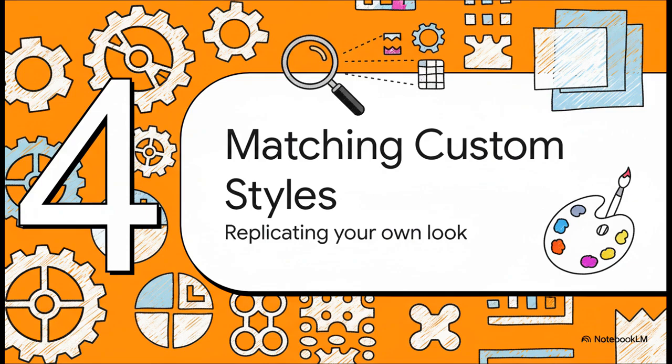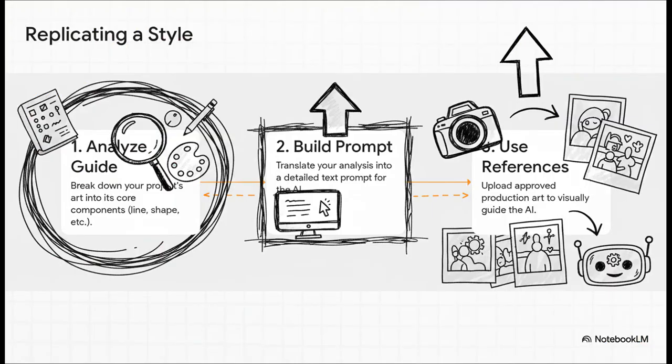Okay, this is all great for practice, but here's where the real professional work begins. What do you do when your project has its own unique style guide that doesn't match a famous studio? How do you replicate that with precision? It's a really clear three-step process. First, you analyze your project style guide just like we did with those studio styles. Second, you translate that analysis into a super detailed text prompt. But the third step, that's the real game changer. You use your own production art as a visual reference to guide the AI.